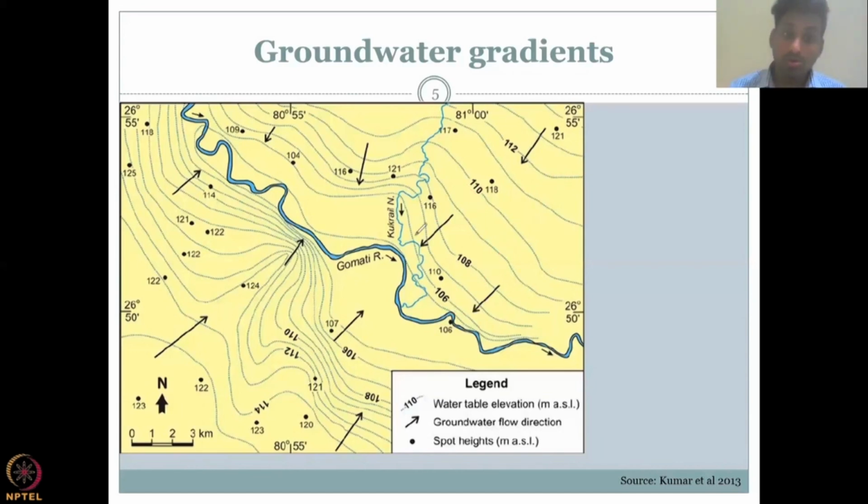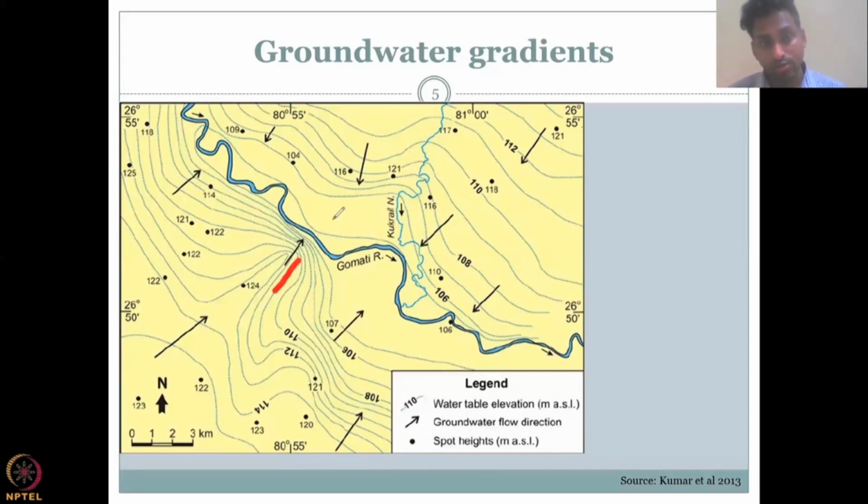The water flows to the river, the Gomati river, as per the study of Kumar et al. So the water is flowing from a higher elevation to the Gomati river. The Gomati river is getting water through base flow and groundwater flow, and so it is a gaining stream. In some regions, the water might be going through.